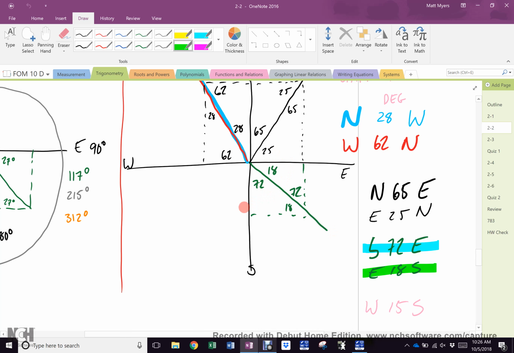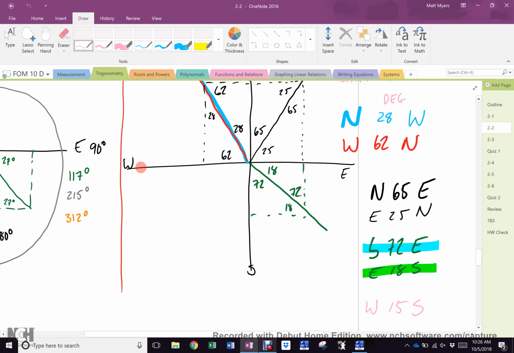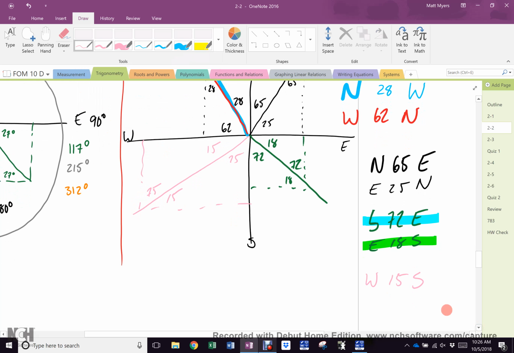All right. And then the pink one. Pink one will come out west, but 15 degrees south. 15. So what's this? 75. What's this? 75. What's this? 15. And how do I change it? It would be south 75 west. Everybody cool?